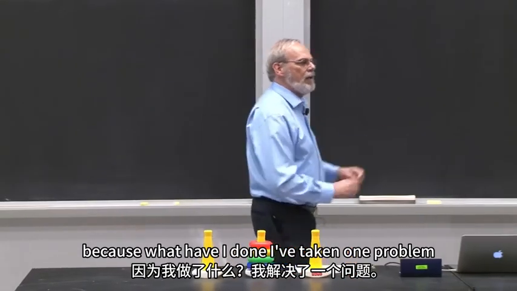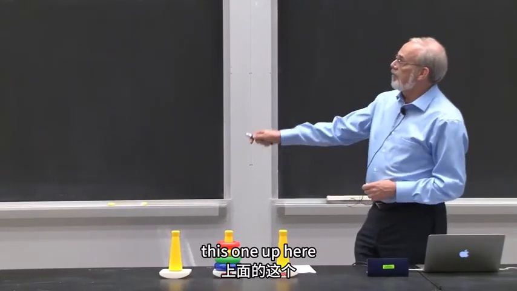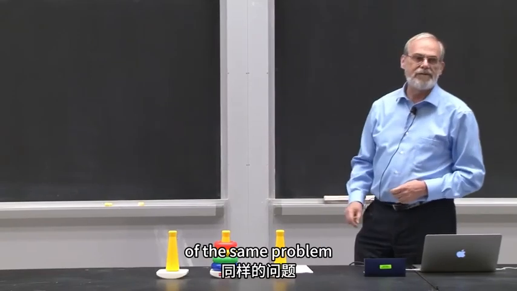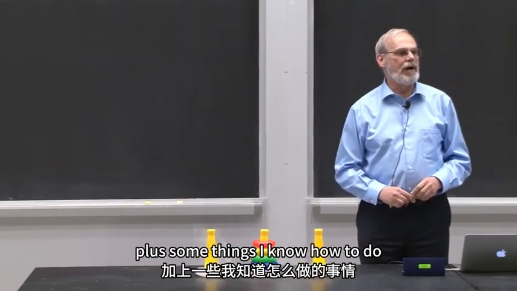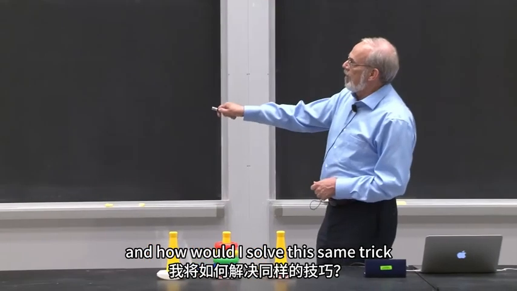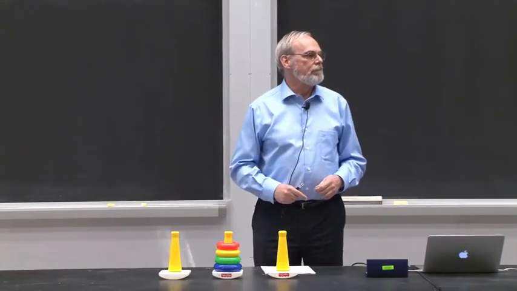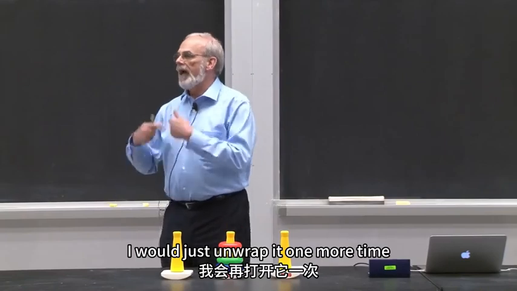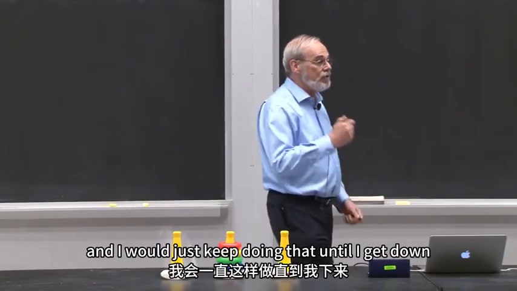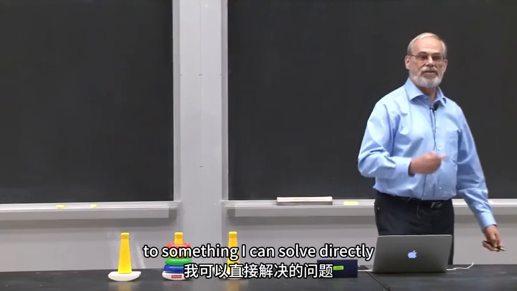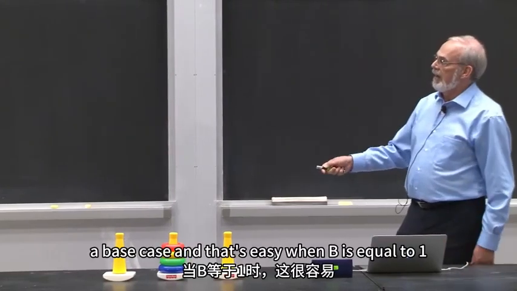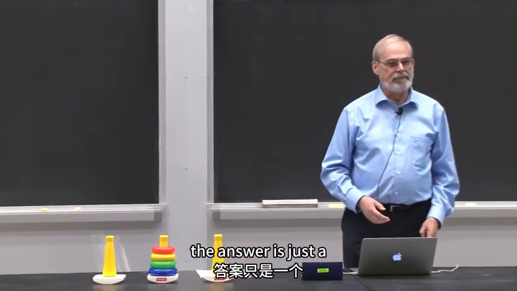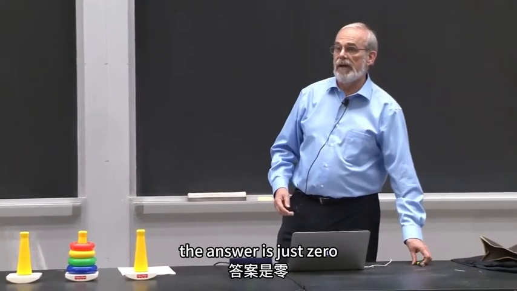Because what have I done? I've taken one problem, this one up here, and I've reduced it to a simpler version of the same problem, plus some things I know how to do. And how would I solve this? Same trick. That's a times b minus 2. I would just unwrap it one more time, and I would just keep doing that until I get down to something I can solve directly, a base case. And that's easy. When b is equal to 1, the answer is just a. Or I could do when b is equal to 0, the answer is just 0.